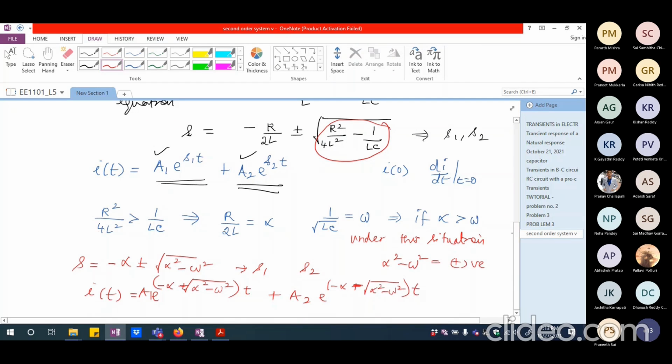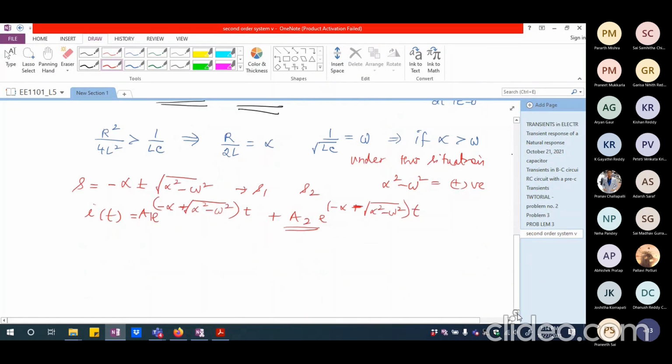So both of them look like they are exponentially decaying functions provided this quantity is not much higher than this quantity. Please understand, if alpha happens to be a very small number compared to square root of alpha square minus omega square, then this will become exponentially increasing, because instead of minus alpha, I would be having square root of alpha square minus omega square minus alpha. So in which case this will become an exponentially increasing quantity, whereas this will become an exponentially decaying quantity.